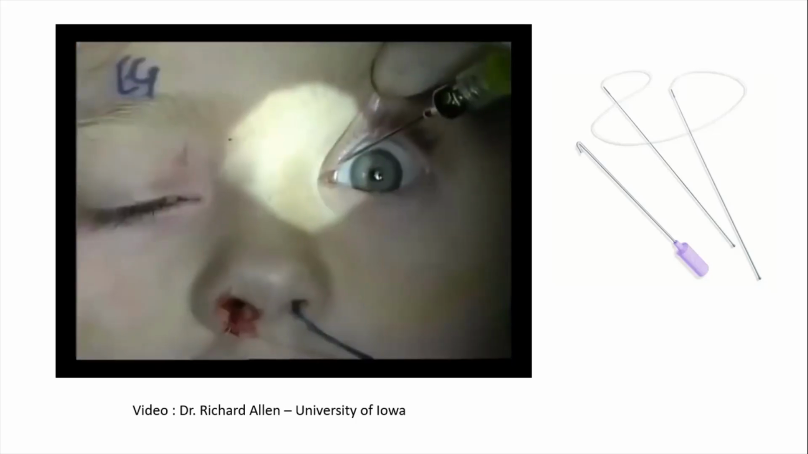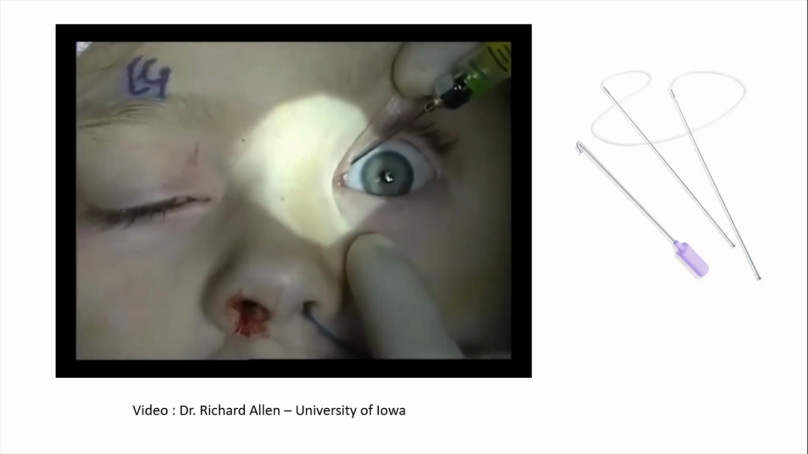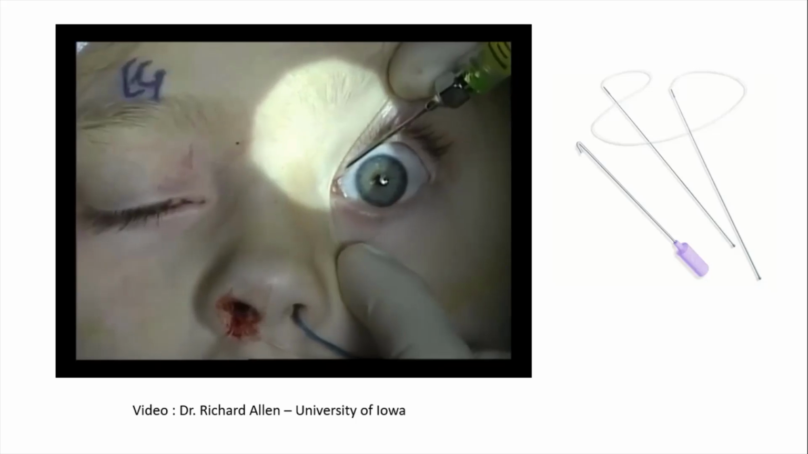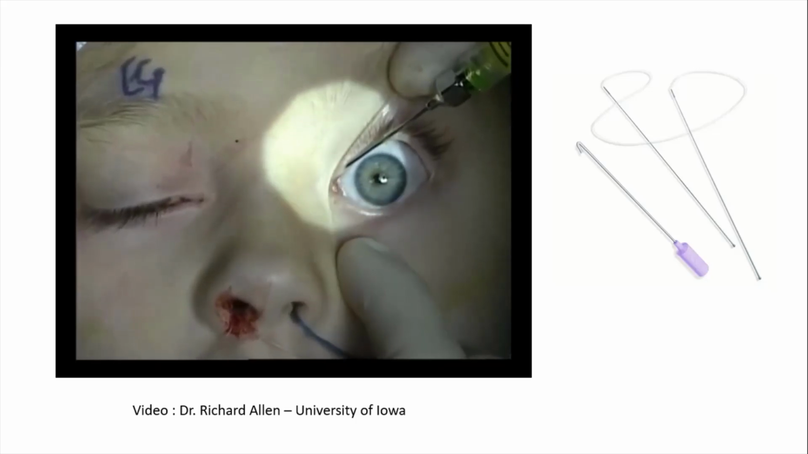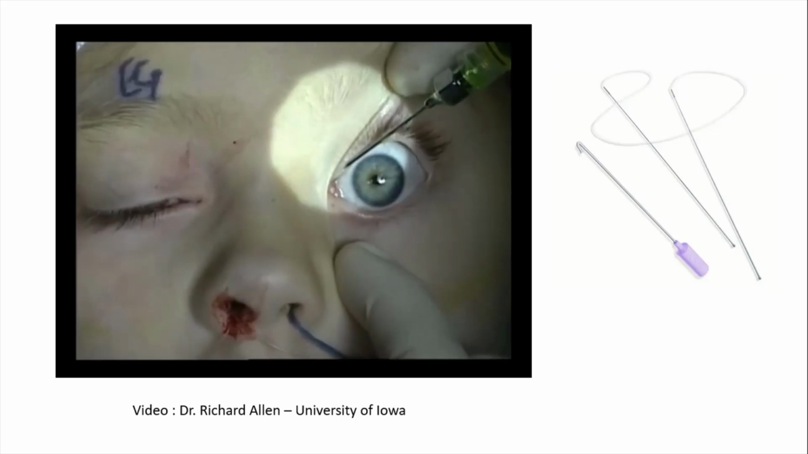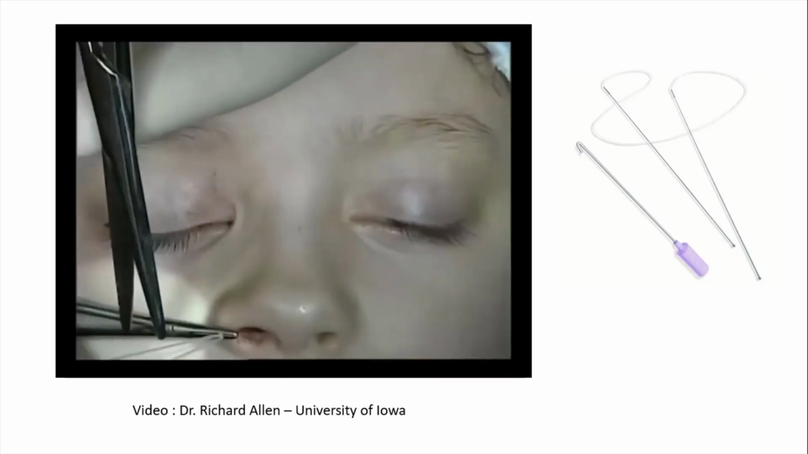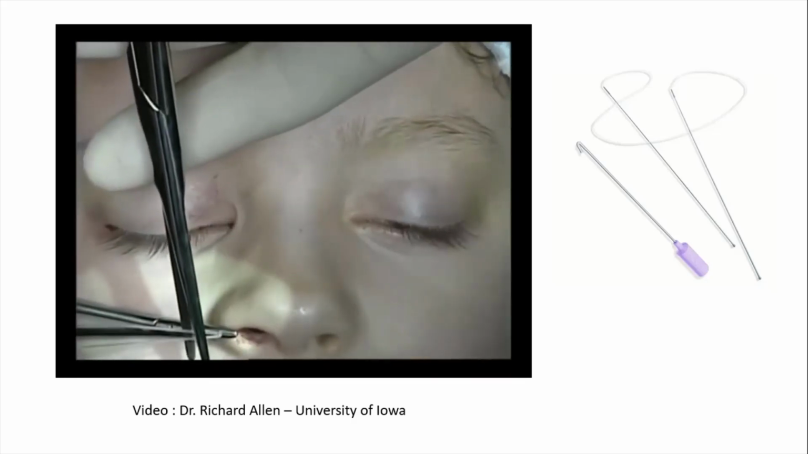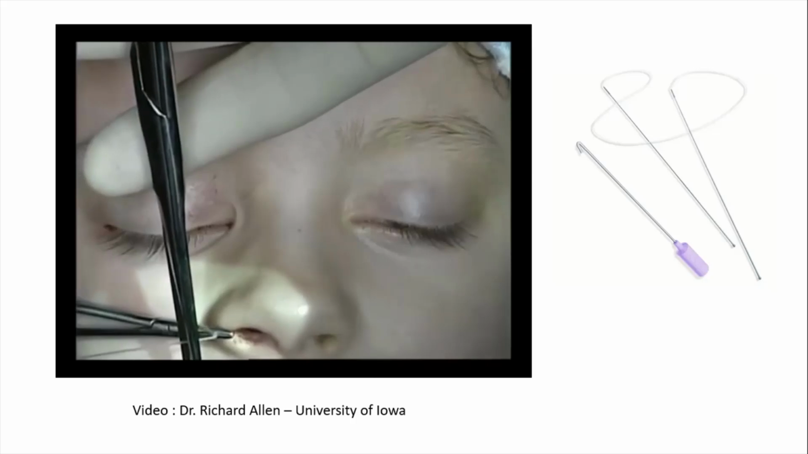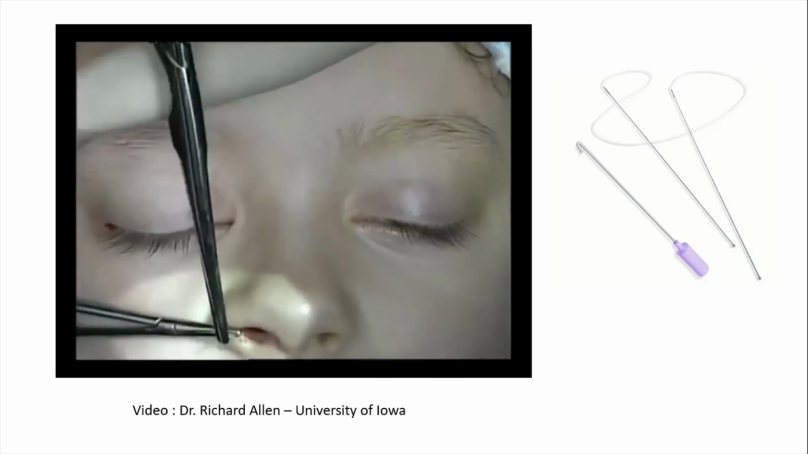So the other eye is confirmed for the presence of any obstruction by doing the probing and syringing. So here when the syringing is done, the dye is coming into the nose. So he confirms that there is no nasolacrimal duct obstruction on the left side. So you can see here that the gauze is soaked with fluorescein. And then the ends of the stent are tied in the lower end of the nose, and it is left to retract back into the nose.